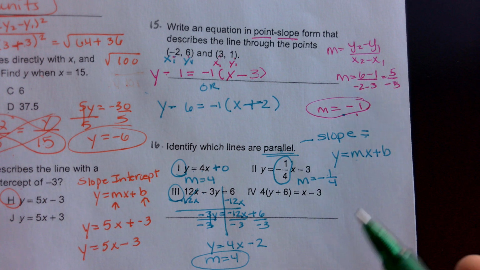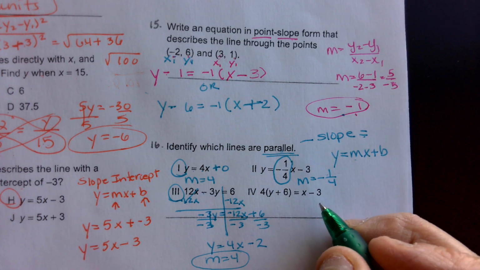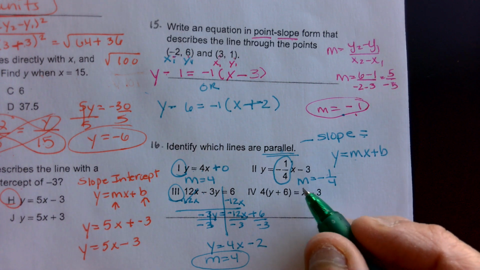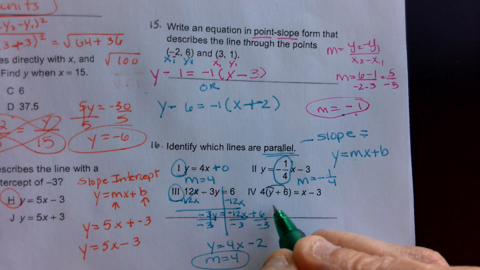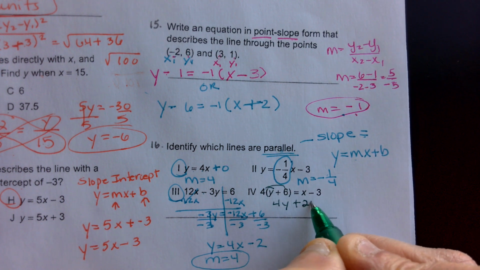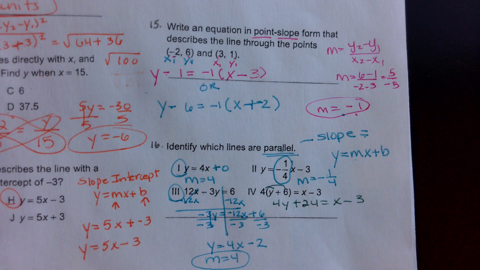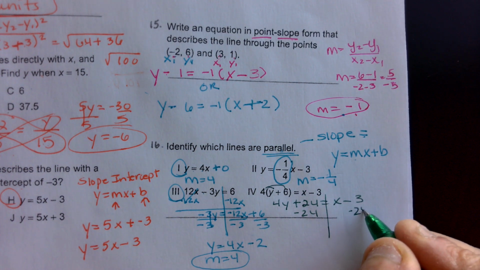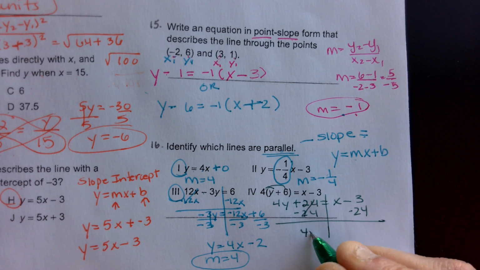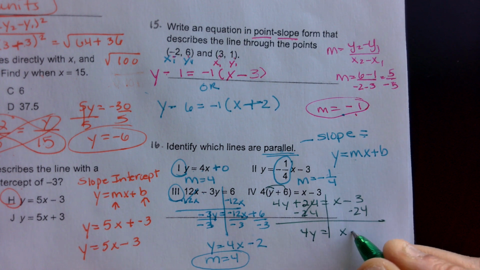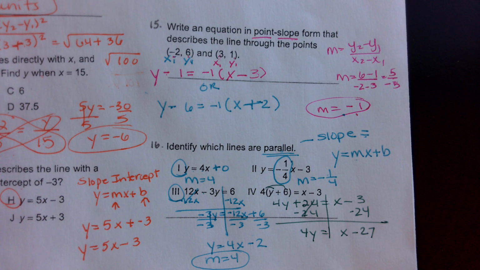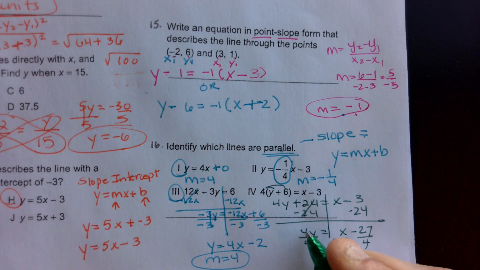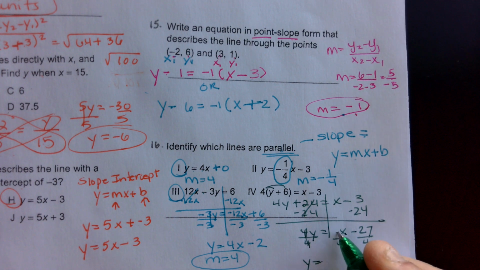I'm going to change color here because I need to solve this for y. So the first thing we're going to do is distribute: 4y plus 24 equals x minus 3. I got to get the y alone, remember. Subtract 24. Put that with the number over there. And lastly, divide it all by 4. What's before the x? A 1.